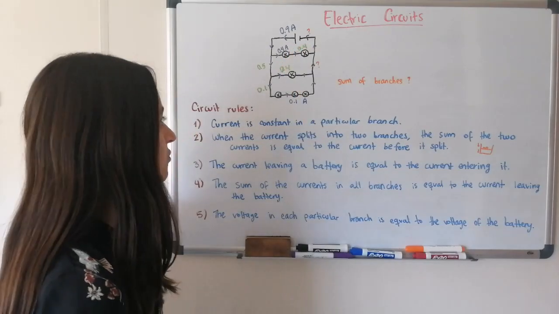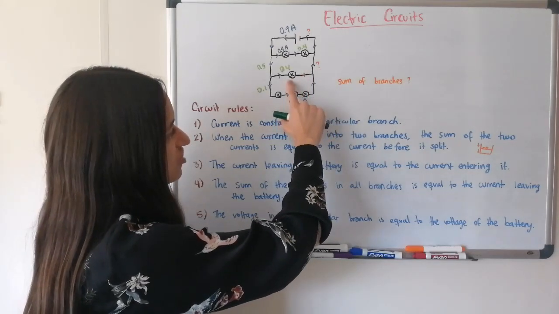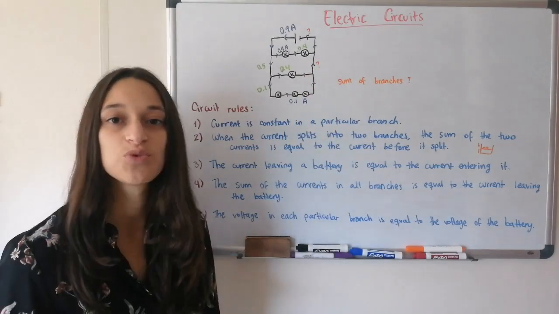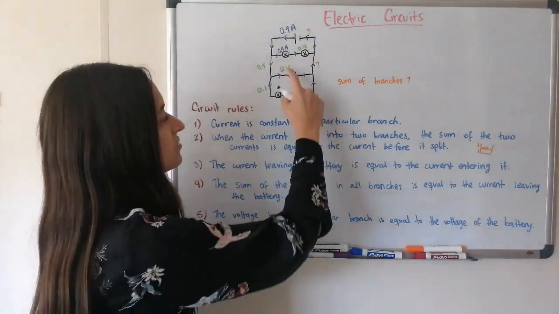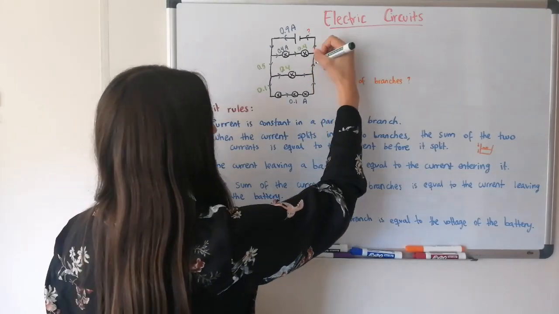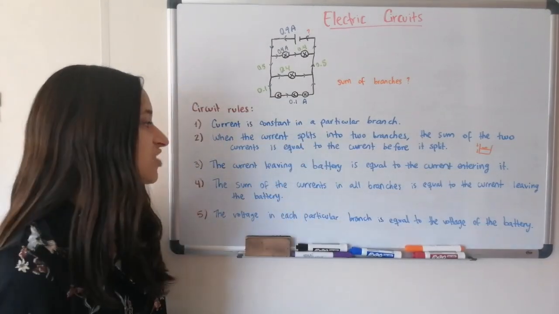The other one that we can do that with is this one to the right. So here the 0.4 and the 0.1 will combine, and they will add up to this new current, which has to be 0.4 plus 0.1 is 0.5. So this one is also 0.5. And that's all we can do with the second rule.